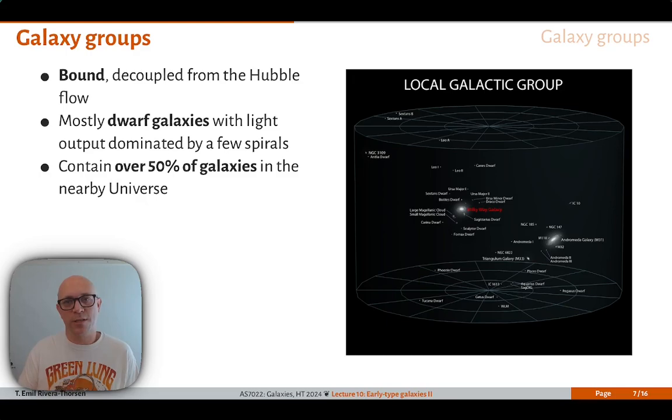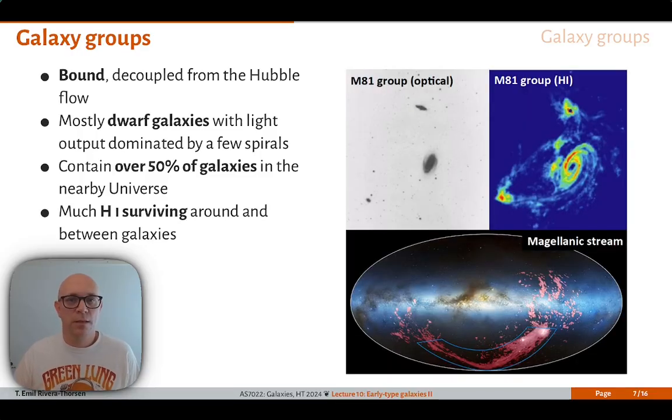And galaxy groups contain over 50% of galaxies in the nearby universe, with the rest being either in clusters or being single field galaxies that are existing away from and not majorly interacting with other galaxies. There is a lot of H1 surviving around and between galaxies in a typical galaxy group. We have the local group with the Magellanic Stream showing down here from before, and we also remember the group around M81 that we have been taking a look at before, where we can also see these large gas streams connecting the galaxies in that group.